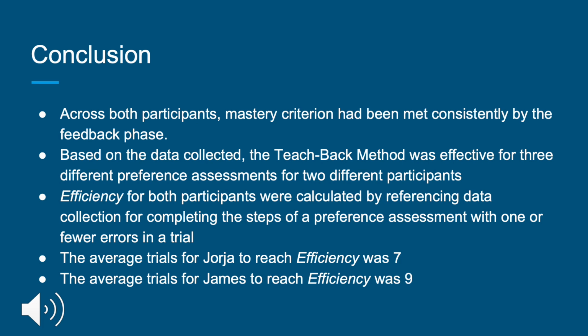for both participants were calculated by referencing data collection for completing the steps of a preference assessment with 1 or fewer errors in a trial. And the average trials for Georgia to reach efficiency was 7, whereas the average trials for James to reach efficiency was 9. We had James complete more trials in baseline for multiple baseline design and graphing, so that's why you'll see a few extra data points for him there.